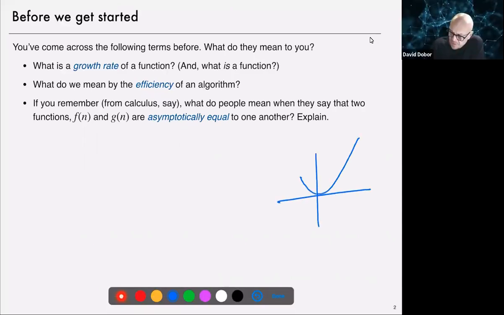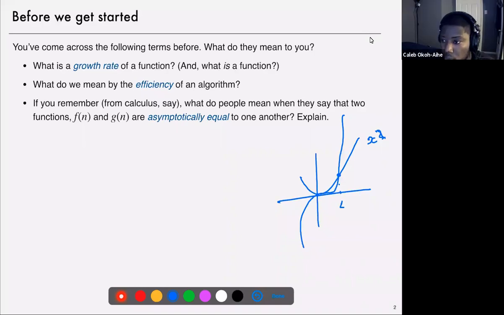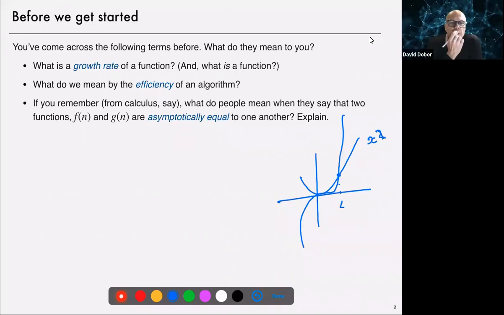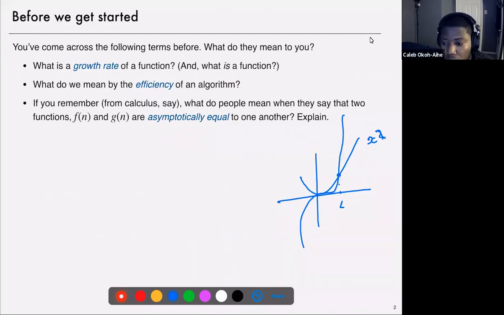Okay, so here's a function that is x squared. Here's a function that is x cubed. There exists a value for which these two functions are equal. When x is 1, both x squared and x cubed are equal. Are those functions asymptotically equal? Well, I'm not sure, but that's what I was expecting.